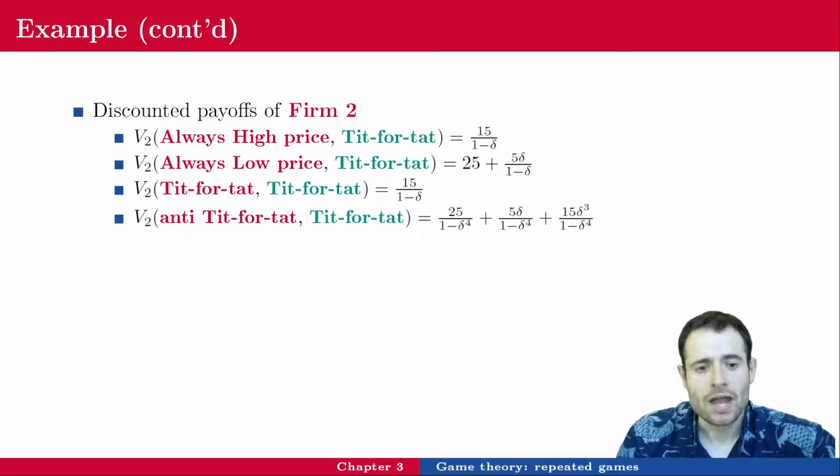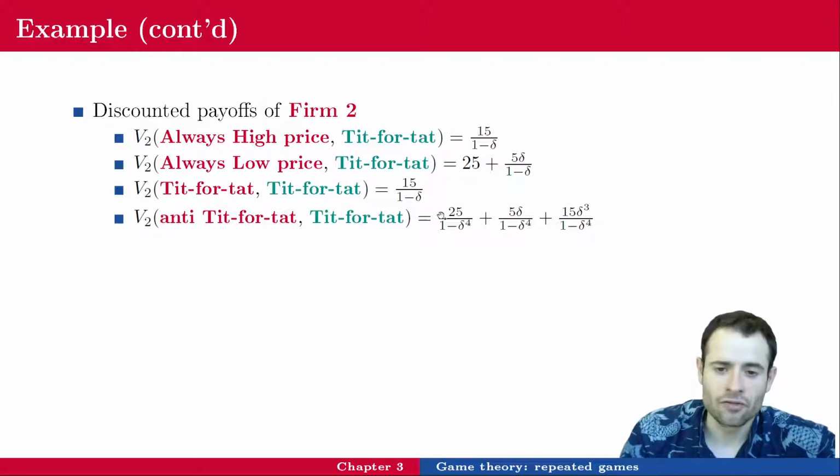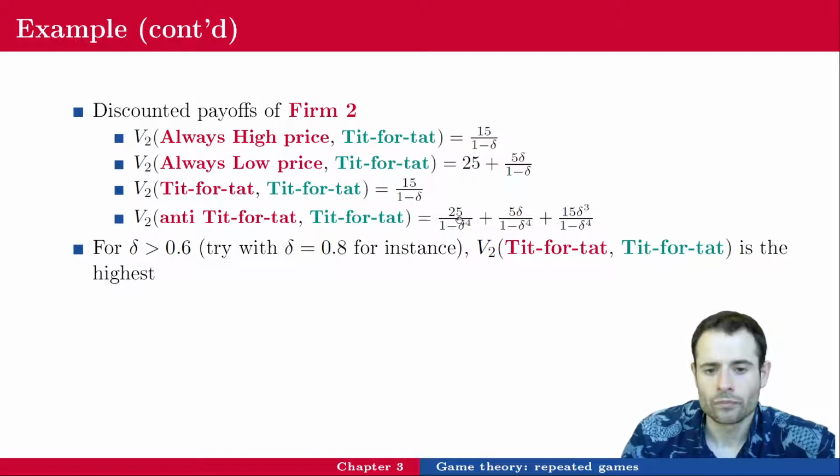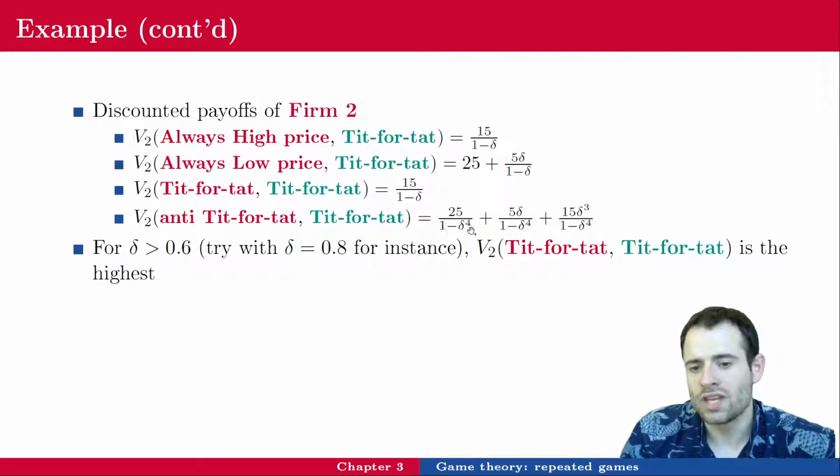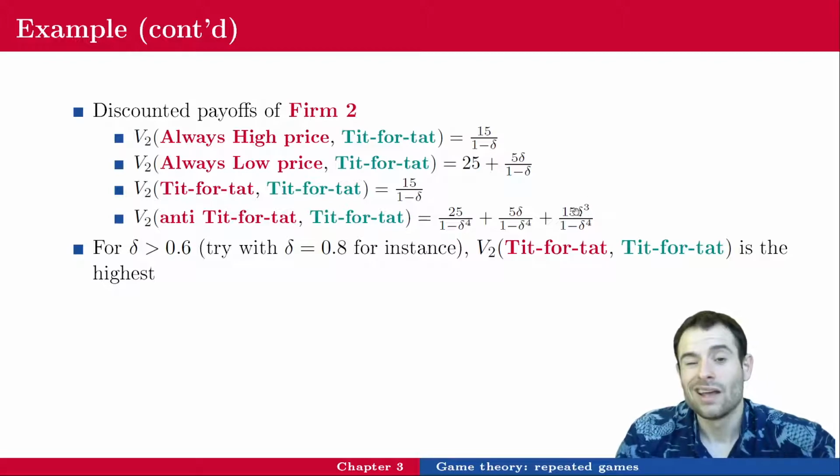So, now, remember, we want to check if tit for tat is the best response to tit for tat. So we want to check if this payoff is higher than all the other payoffs. We know it's already the same as the first one, but now we need to know for what value of delta it's going to be better than this one and than this one. Well, if you want to solve the equation that involves delta to the power of 4 and delta to the power of 3, good luck.